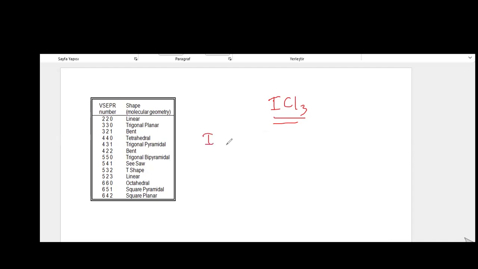If you look at it, the iodine atom has seven valence electrons. To find its valence electrons, let's recall its position in the periodic table. If you remember that the iodine atom is in the halogen group, you can easily understand that it has seven valence electrons, the same as the chlorine atom. And the chlorine atom also has seven valence electrons.